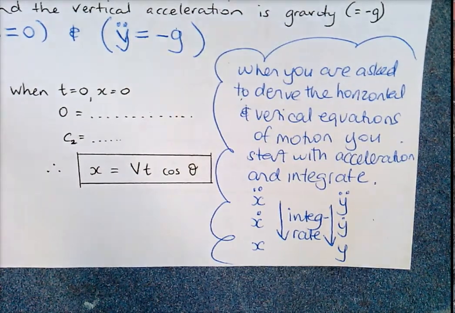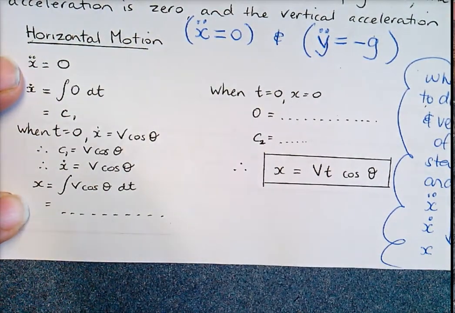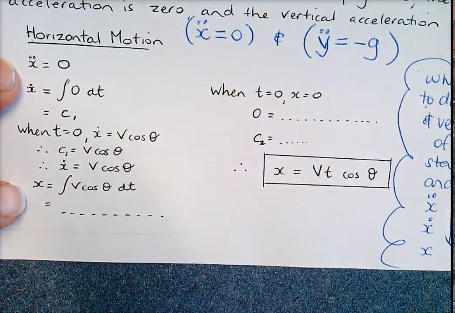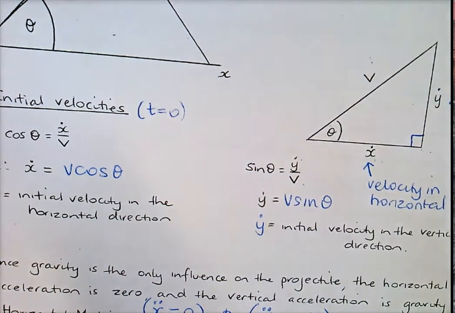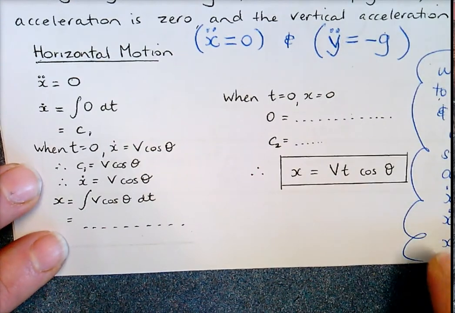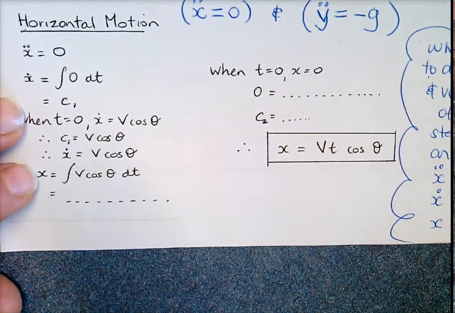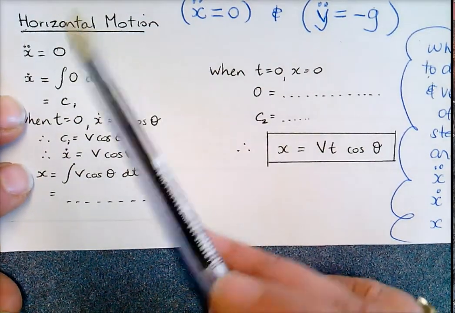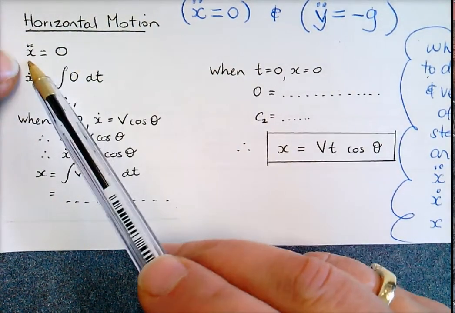We'll look at the horizontal equations first, and then we'll look at the vertical ones. So horizontal, girls, even though the particle is being thrown at that angle, the only force acting on it is gravity downwards. There's no sideways acceleration. Because we're neglecting air resistance or any sort of friction, in the horizontal direction, acceleration will equal 0. So we start with x double dot equals 0 for horizontal motion.